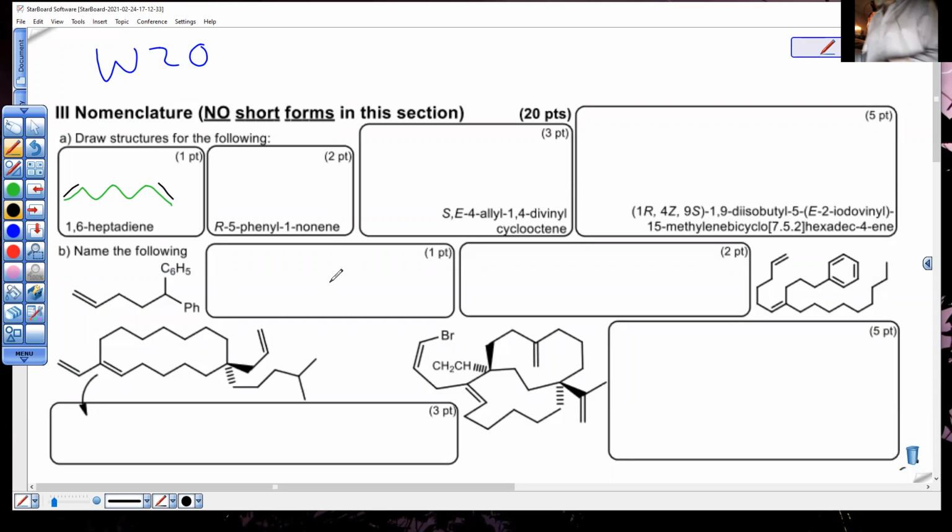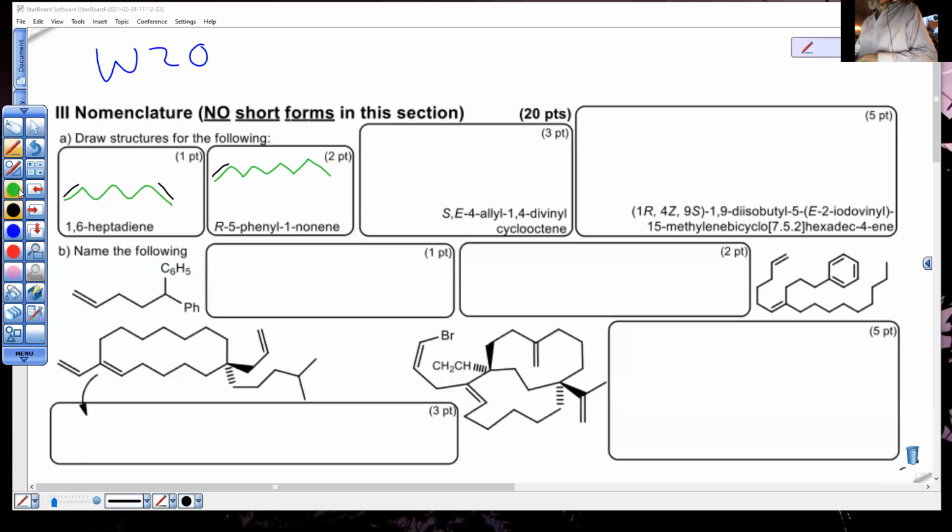R-5-phenyl-1-nonene. Nonene, 1, 2, 4, 6, 8, 9. Double bond between 1 and 2. Carbon 5 is a stereocenter. 0, 1, 2, 3, 4, 5. Oh, can I move it up a little bit? Yeah, I gotta move my double bond too.